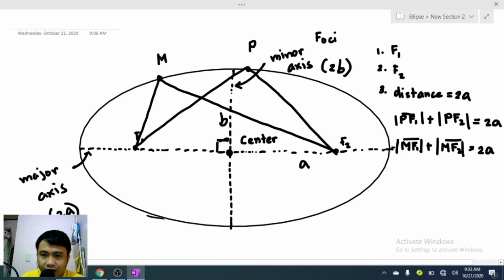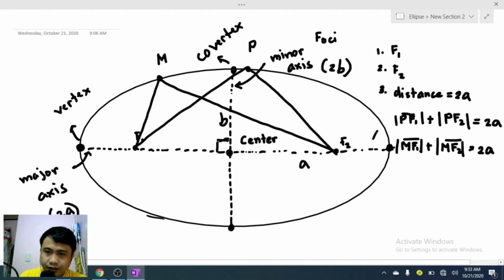Okay? Yan. And of course, class, anong tawag natin sa mga endpoints ng ating mga minor and major axis? Okay, ang tawag natin dito sa endpoints ng ating major axis ay vertex, no? Or in plural, vertices, kasi dalawa sila. Okay? Dito naman sa ating minor axis, ang tawag natin dyan is co-vertex. Co-vertices.